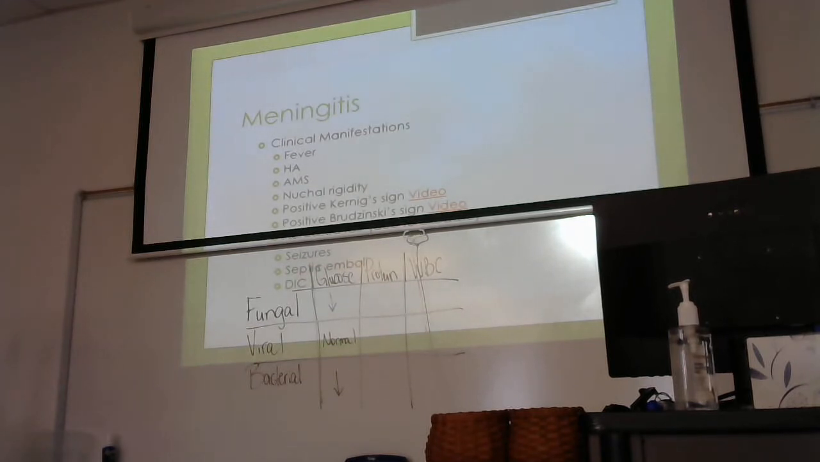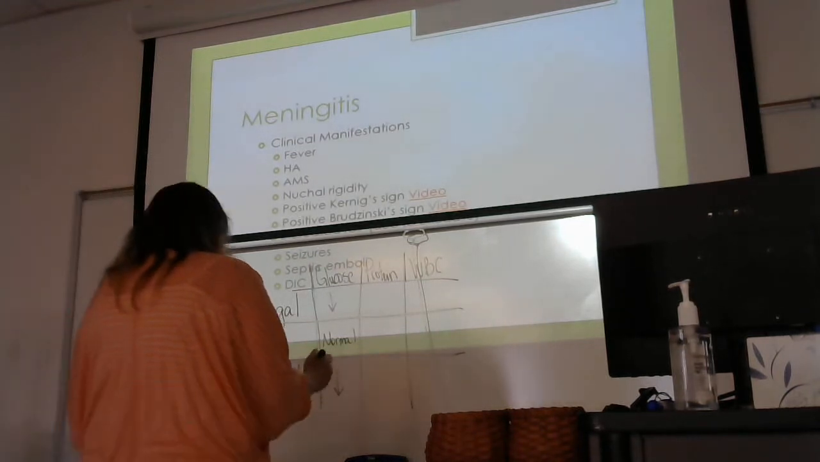Because what, y'all? Not quite. Come on. It is a food source. The glucose in the CSF fluid is a food source for bacteria and fungus. So your glucose will be low because that bacteria or the fungus that is in that CSF fluid is eating the glucose. It's using it as a food source.